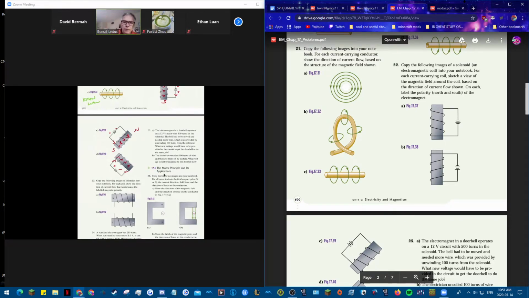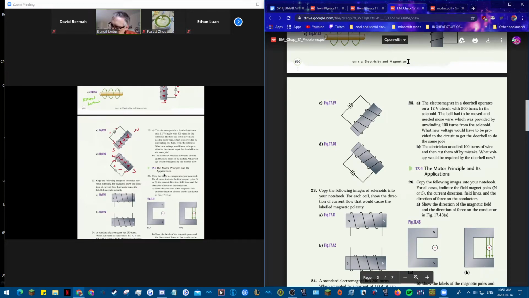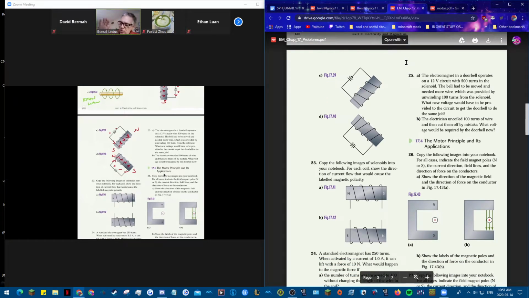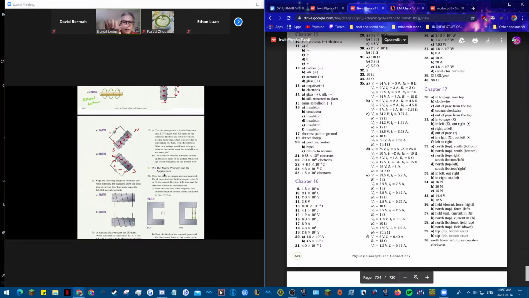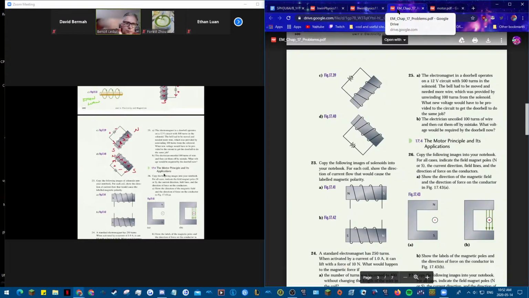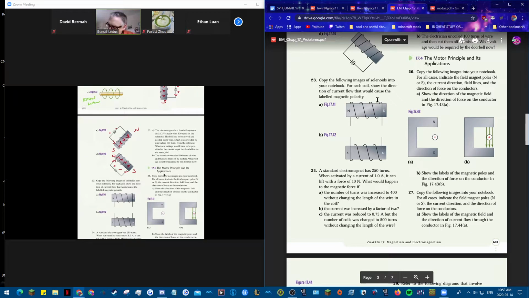So right-hand rule number 2. This is north and south. This one here, you have north and you have south, so you have to decide in which direction it goes. If it's north, your thumb is pointing this direction, right? So the current goes in the coil like this. So it'll be like that.